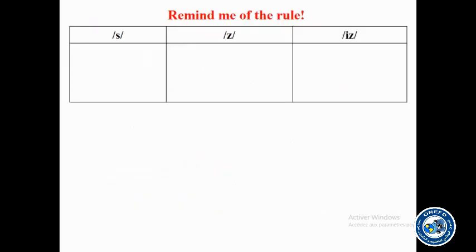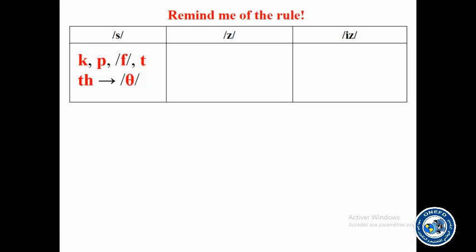Let's complete the rule now. We're going to start with the S sound. When is S pronounced S? We have seen P. What are the others? P, Th, Th, and Th.